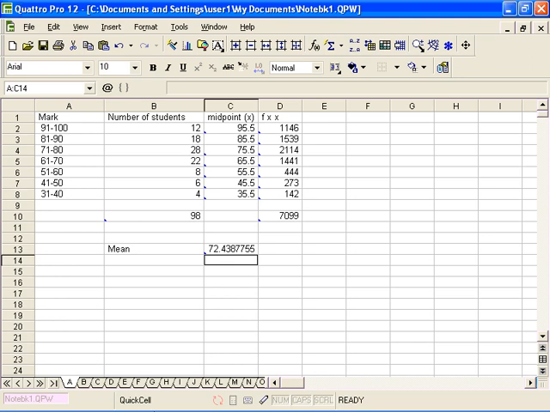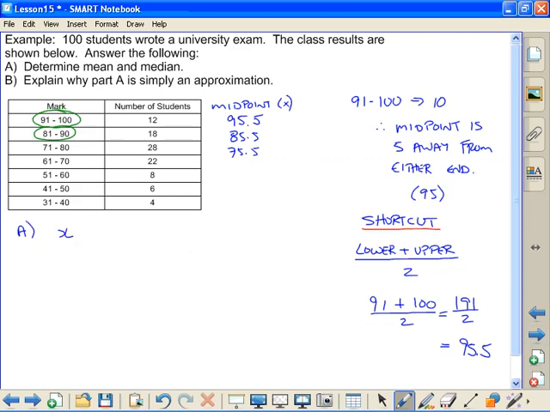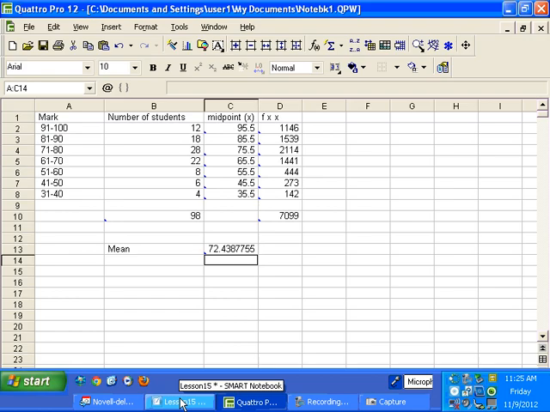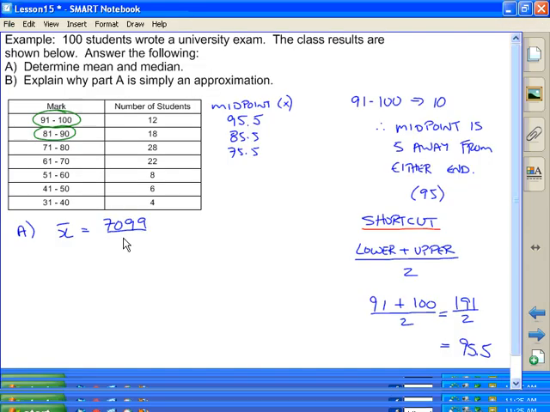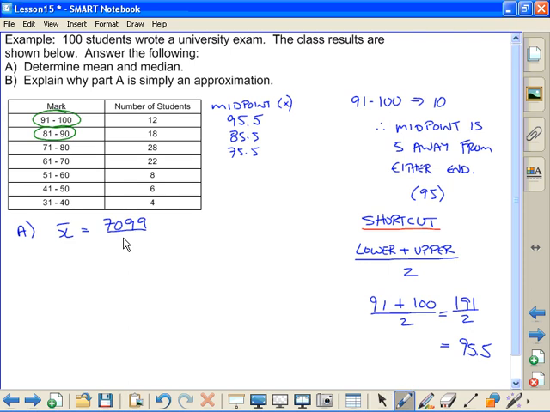So just going back and forth here. I know that for part A, my mean, or x bar, is equal to 7,099 divided by, going back, 98, and we get 72.4%. So there's the mean. Therefore, the mean is 72.4%.